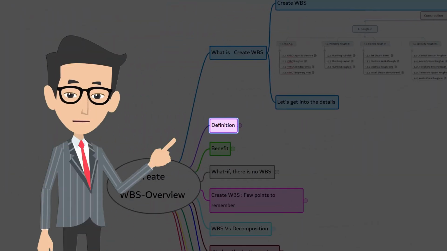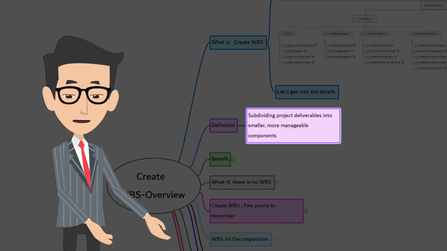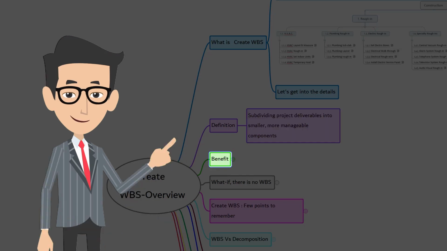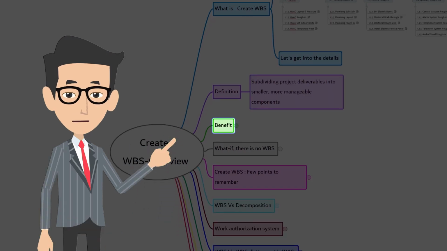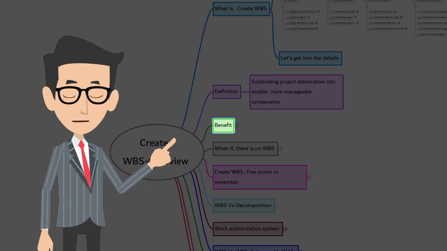Now, let's look at the definition of create WBS again. Create WBS is the process of subdividing project deliverables and project work into smaller, more manageable components. It's a hierarchical decomposition of total scope. The creation of a WBS is an effort to decompose deliverables into smaller components called work packages. We had a detailed discussion about WBS, so I think it should be easy to list down the benefits. Let's do it together.